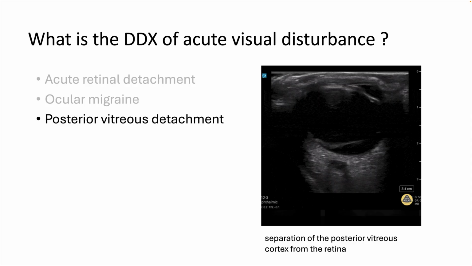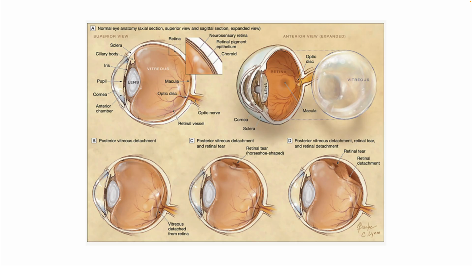Posterior vitreous detachment is a separation of the posterior vitreous cortex from the retina. This is a pictorial explanation of a posterior vitreous detachment with retinal tear, and a posterior vitreous detachment with retinal tear and a retinal detachment.